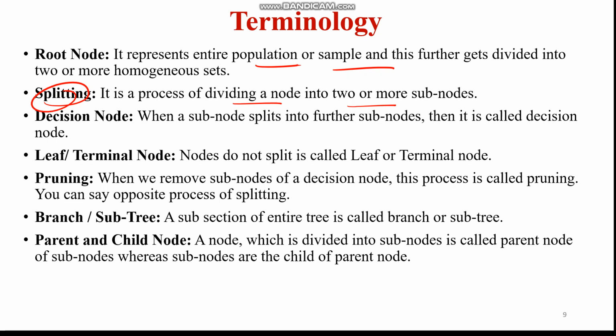Pruning is the process when we remove subnodes of a decision tree, and it is the opposite of splitting. Splitting is dividing into subnodes, and pruning is removing the subnodes. We have branch and subtree. A subsection of the entire tree is called a branch or a subtree. We have parent and child nodes. A node which is further divided into subnodes and has children is known as a parent node.